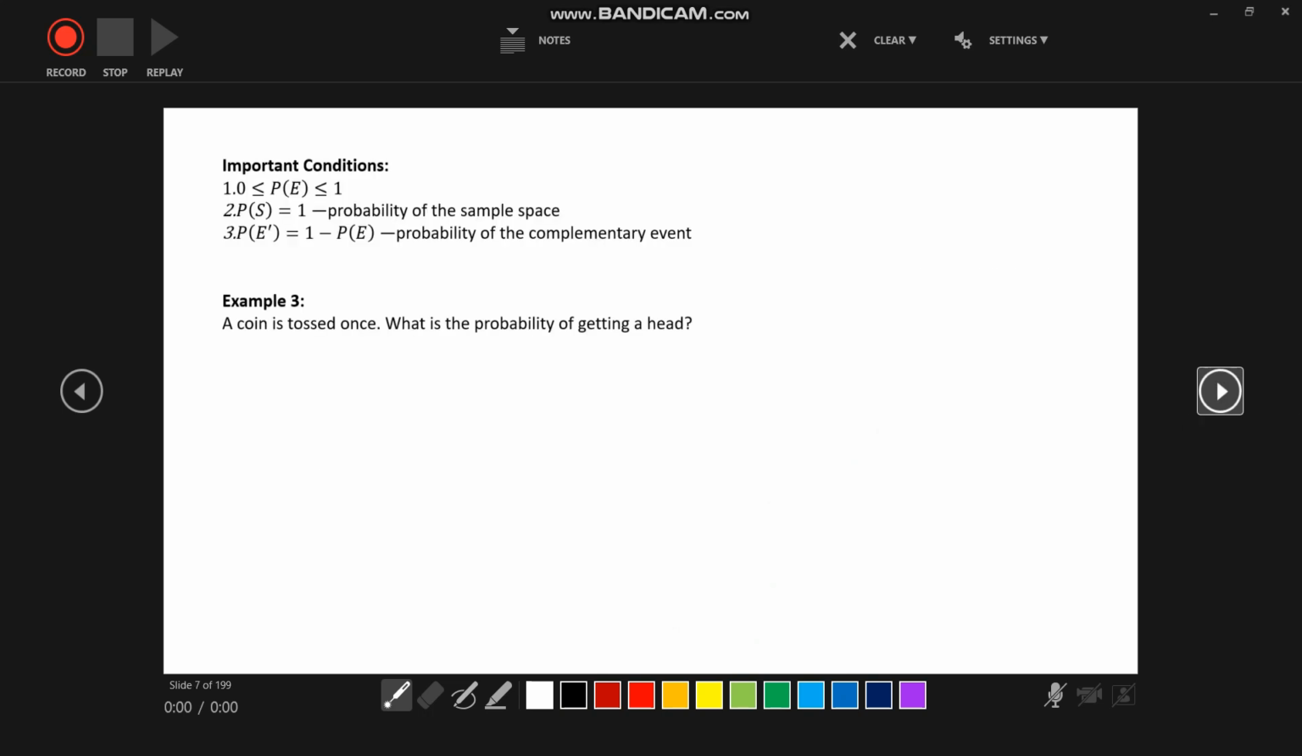Now there are some important laws or conditions you should know. The first one is that zero is less than or equal to the probability of an event, which is less than or equal to 1.